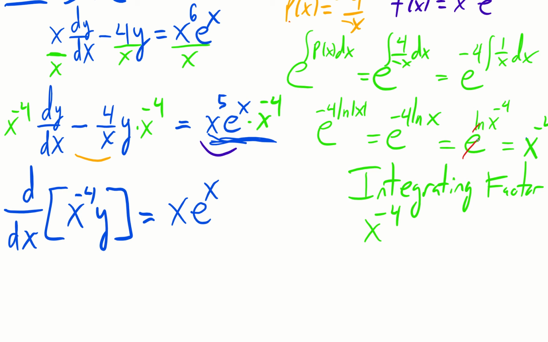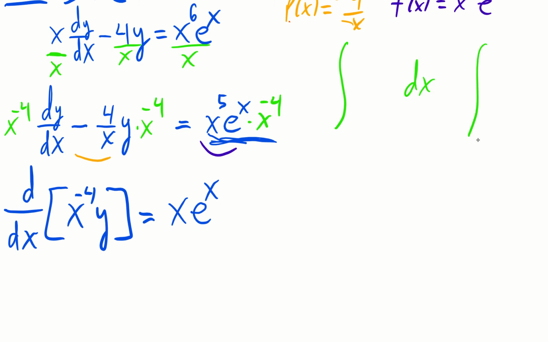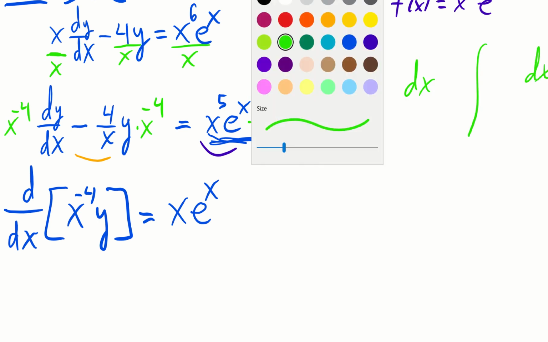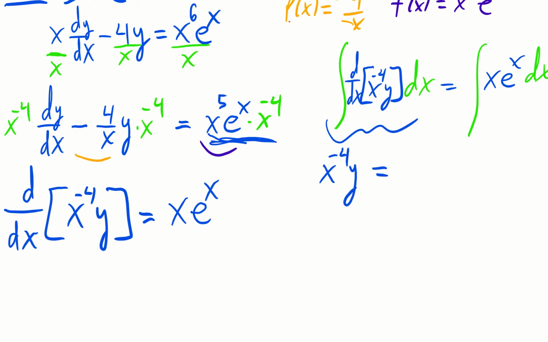And then from here, we can finish this problem by simply integrating both sides with respect to x. So I'm going to go ahead and integrate dx to both sides. We're going to integrate the derivative of x to the negative 4th y dx, and we're going to integrate x e to the x dx. On the left-hand side, the inverse nature of the integral and the derivative is going to give us x to the negative 4th times y will be equal to, it's a good little review here from Calc 2.